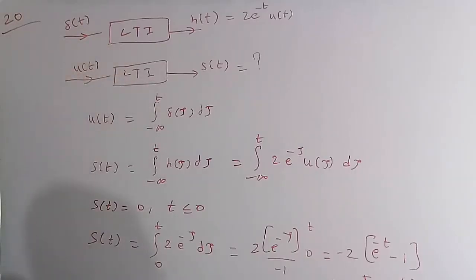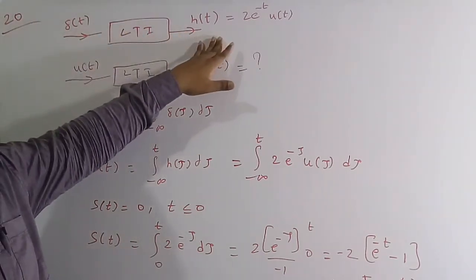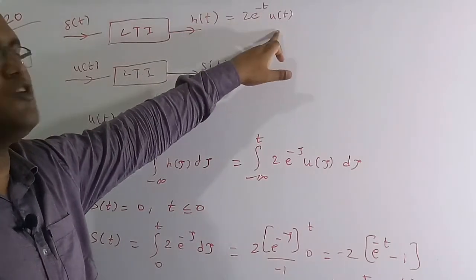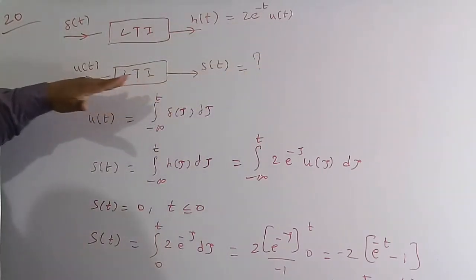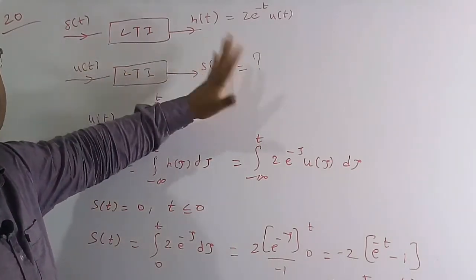In the question they are given, for this LTI system, if the input is impulse signal, the output is going to be impulse response. They are given the equation which is 2 e to the power of minus t u of t. For the same LTI system, if the input is unit step input, then what is the unit step response? S of t we need to figure out.